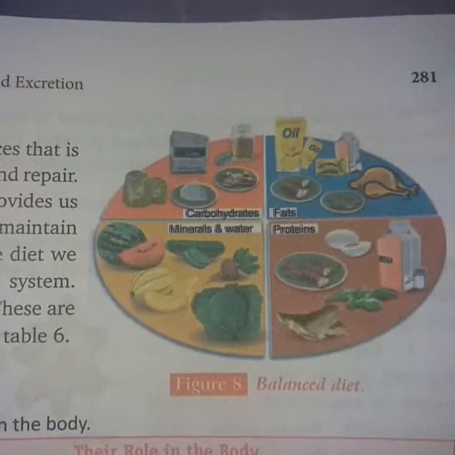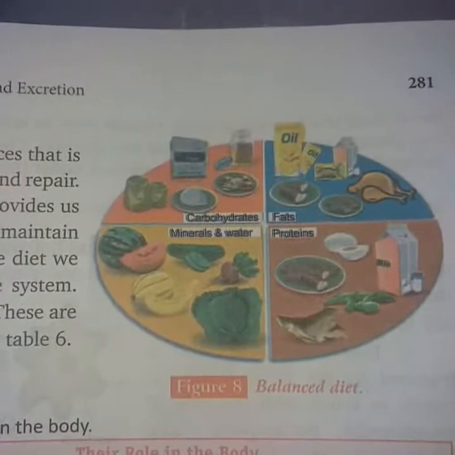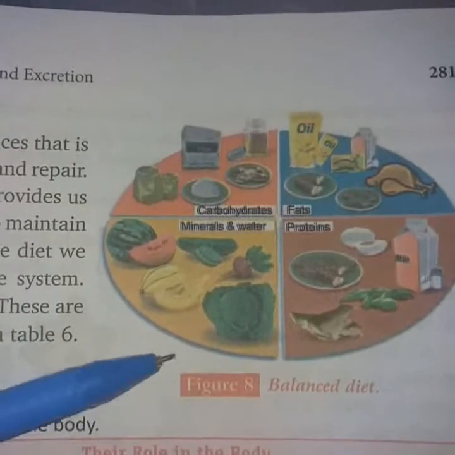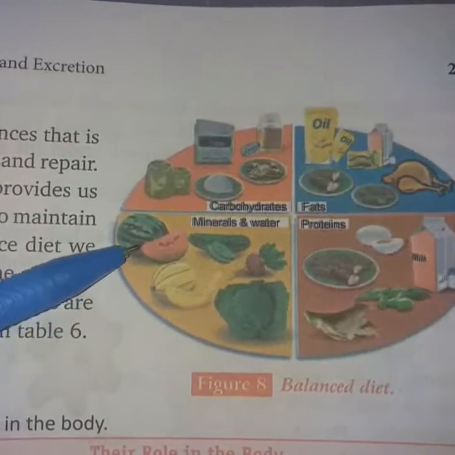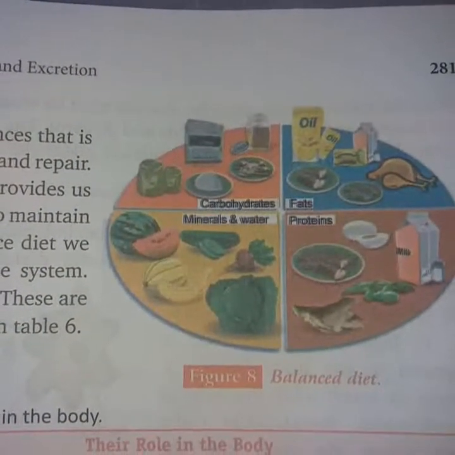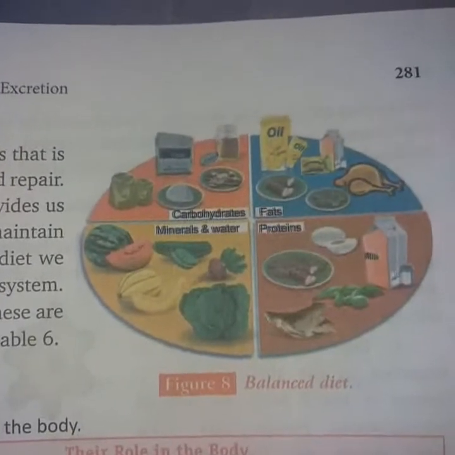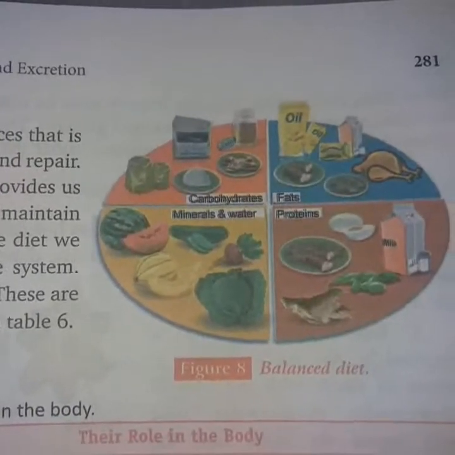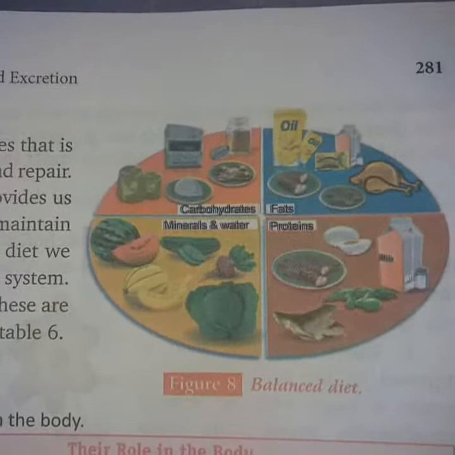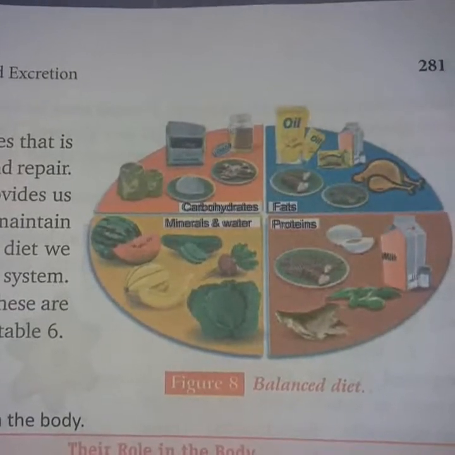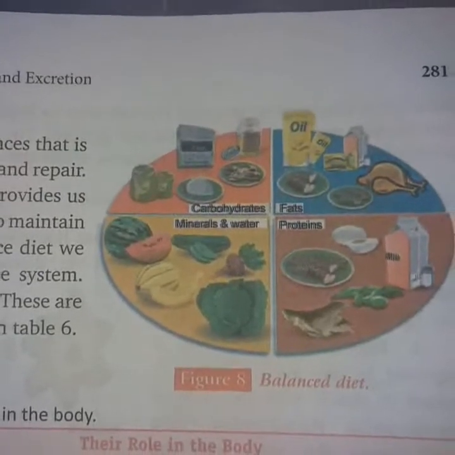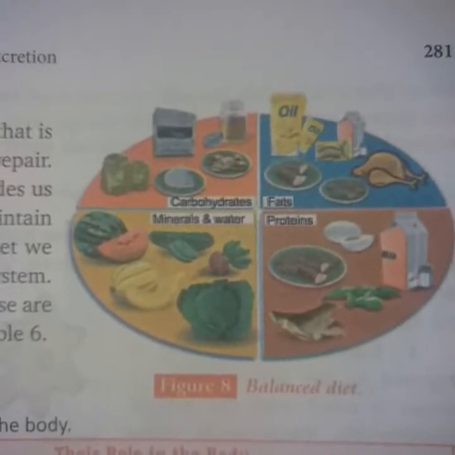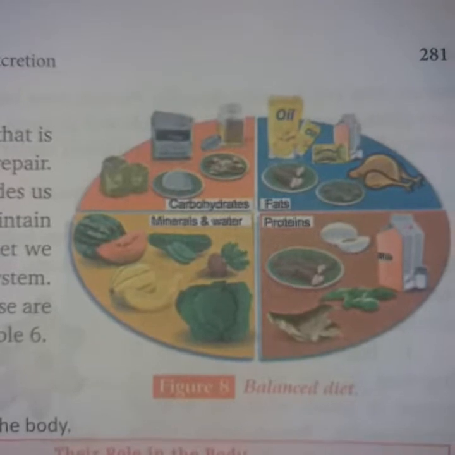Next are vitamins, minerals, fibers and water. These are shown as green vegetables or fruits. They provide many nutrients such as vitamins, minerals, fibers and water. Vitamins are required in animal or human bodies in limited amounts. They help metabolic activity and perform other functions of the body.